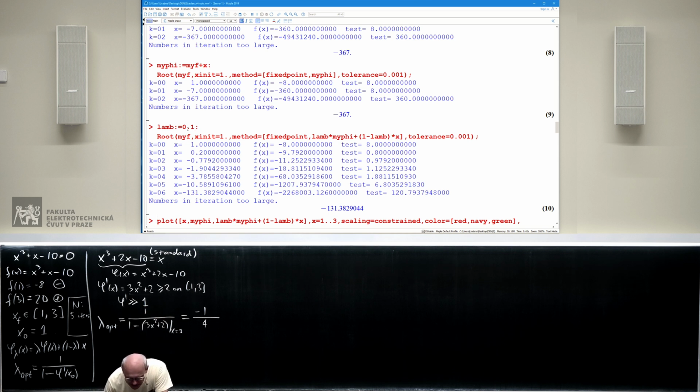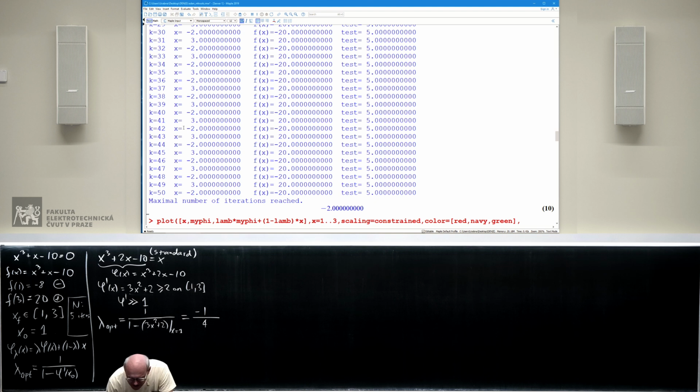So, in desperation, let's try a negative number. It's recommending negative 1 over 4, negative 0.25, and let's see. Well, we still ran out of room, but this time we didn't stop because of huge numbers, but because we reached the maximum allowed number of iterations. Let's have a look at the axis. Wow, we've got a cycle.